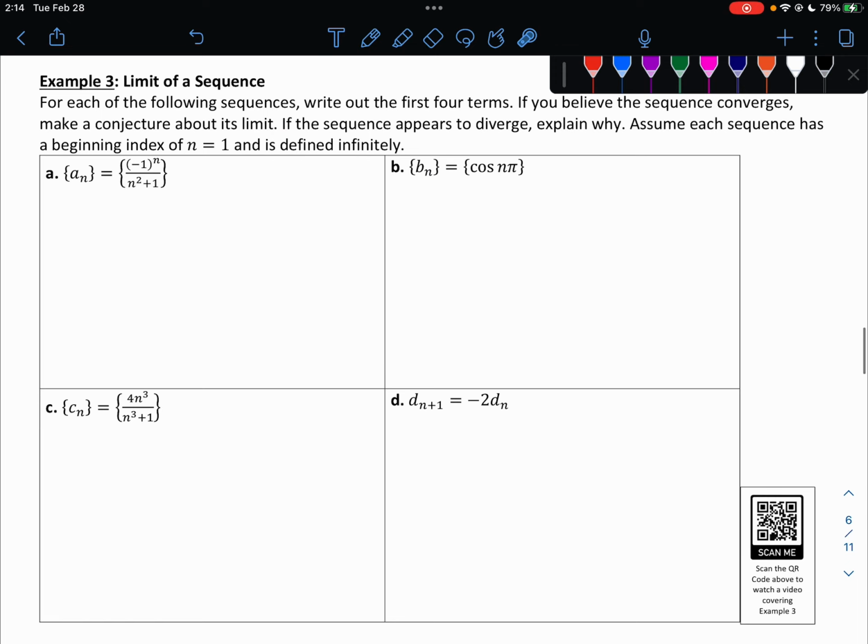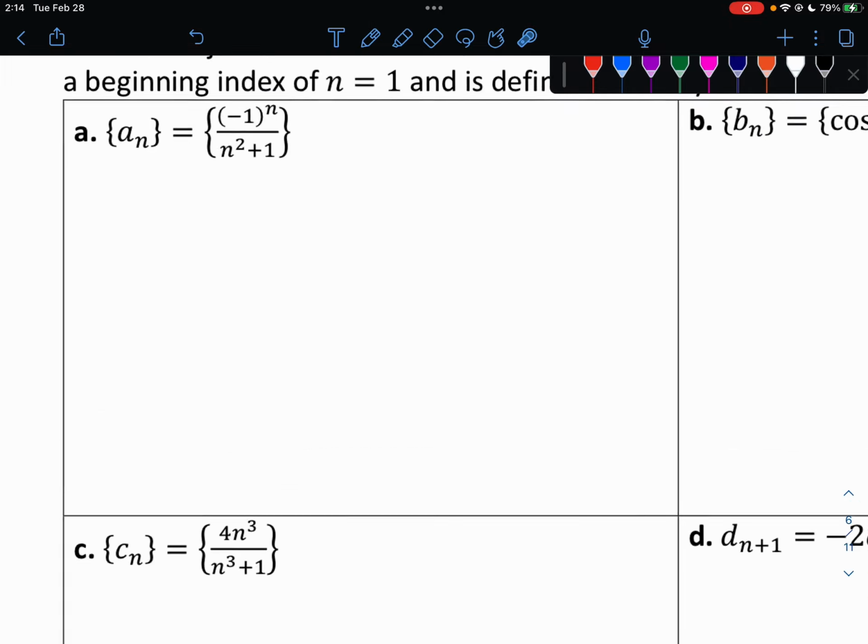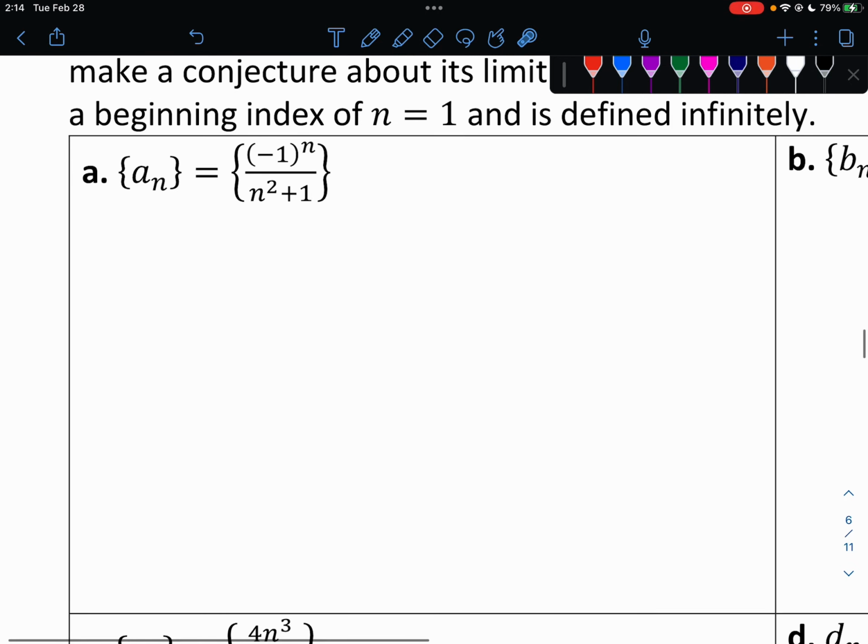All right, so our example 3 says, for each of the following sequences, write out the first 4 terms. If you believe the sequence converges, make a conjecture. If it diverges, explain why. Assume each sequence has a beginning index of n equals 1. All right, so we're asked to find the first 4 terms.